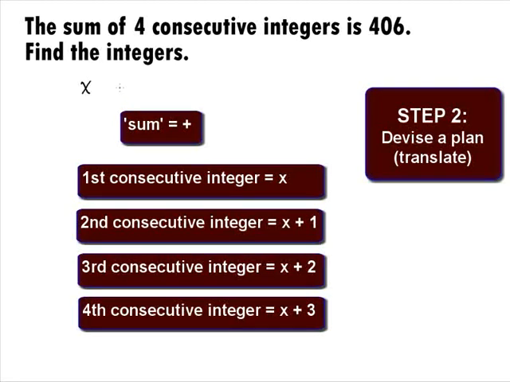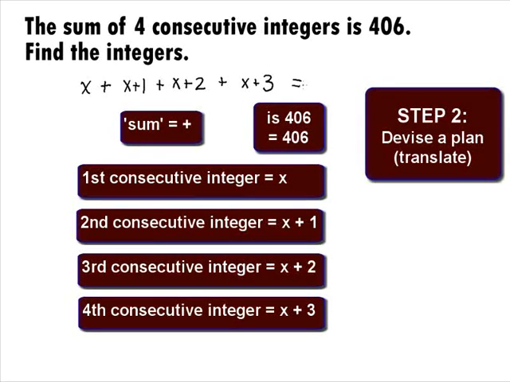This gives us the equation: the first consecutive integer of x, plus the second consecutive integer, which is x plus 1, plus the third consecutive integer, which is x plus 2, plus the fourth consecutive integer, which is x plus 3, gives us our equal sign, and on the right side we'll have 406.